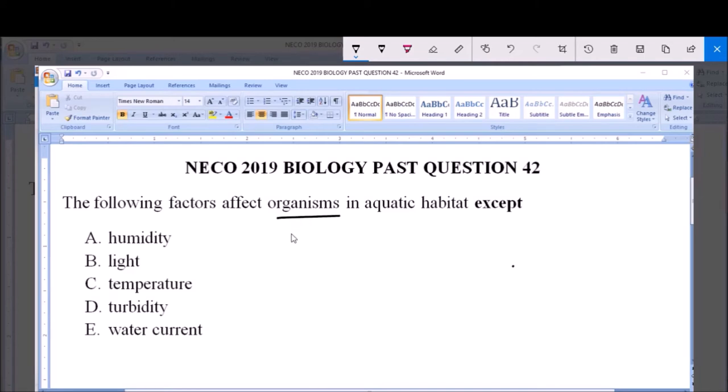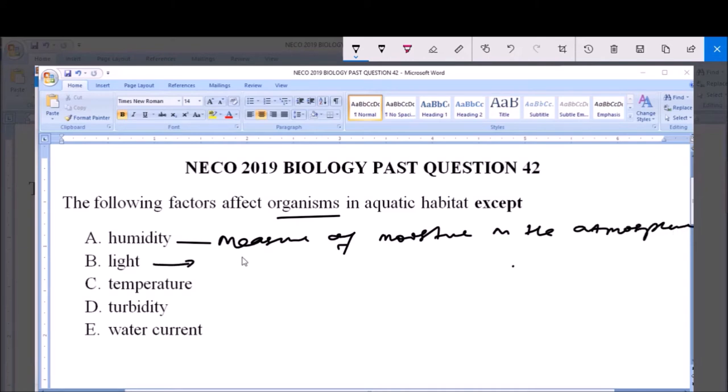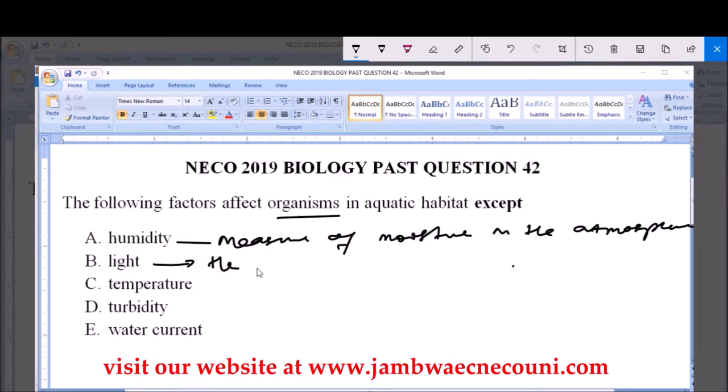Now, for us to pick this option, we have to simply check out the meaning of the following factors. Now, humidity. Humidity simply refers to the measure of moisture in the atmosphere. That's humidity. Now, light. Actually, light just simply means what? Light simply means the entrance of sun rays.